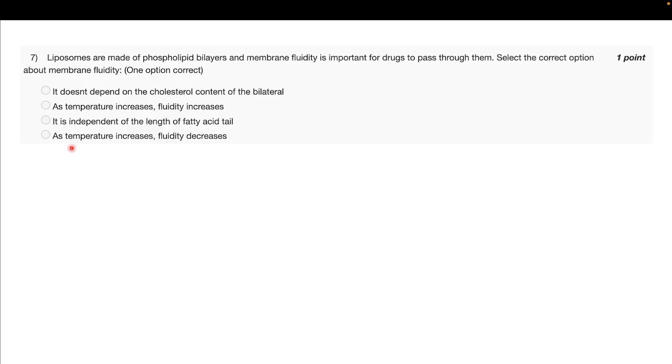Okay, the next question is: liposomes are made of phospholipid bilayers and membrane fluidity is important for drugs to pass through them. Select the correct option about membrane fluidity. We have to select one correct option. So, does the fluidity depend on the cholesterol content of the bilayer membrane, or as the temperature increases, will fluidity increase, or is it independent of the length of fatty acid tail, or as the temperature increases, fluidity will decrease? So, one correct option. If anybody knows the answer, please let me know.